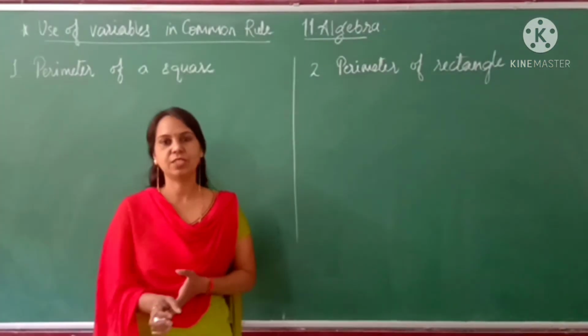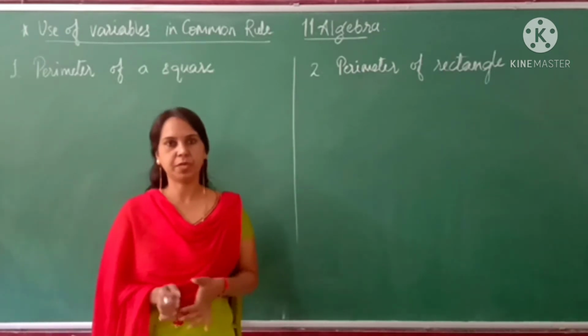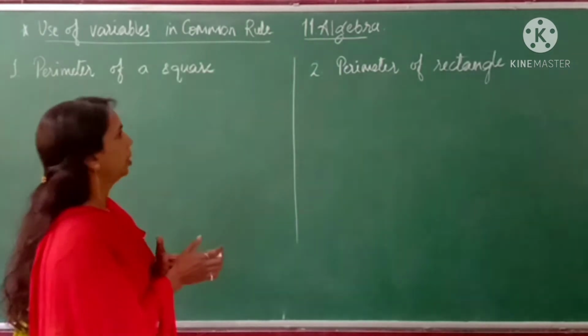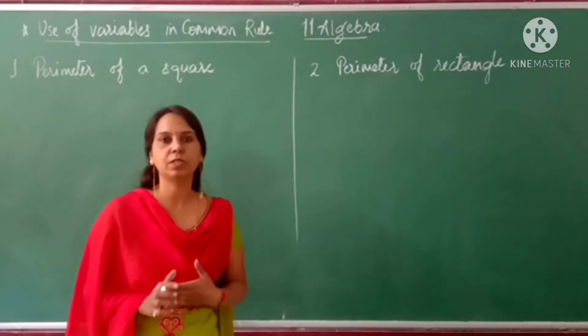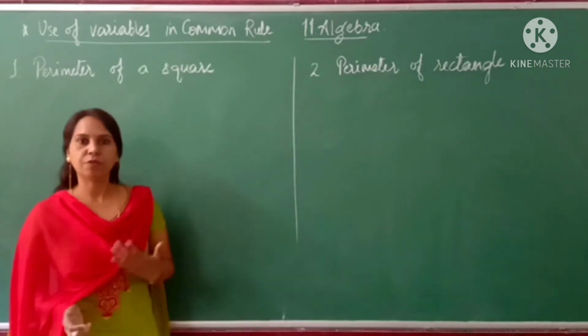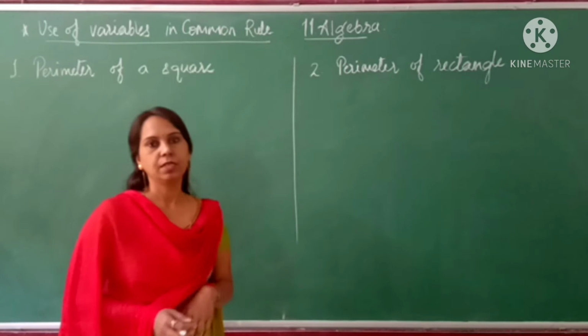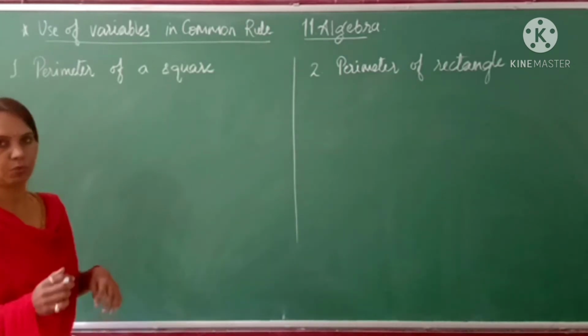Good morning students. Today we are going to continue with chapter number 11, that is algebra, and here we are going to use variables for a common rule, and we will study the perimeter of a square where we will use the variable, and for a rectangle we will do the same.